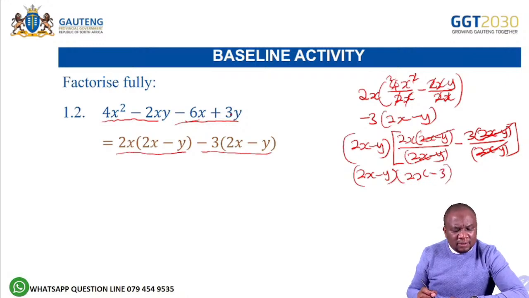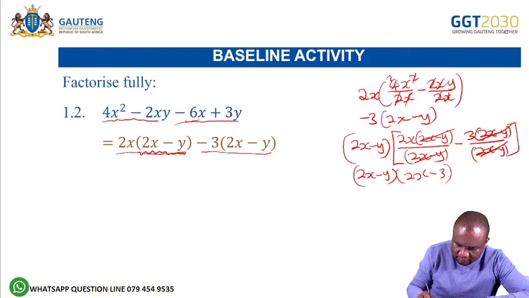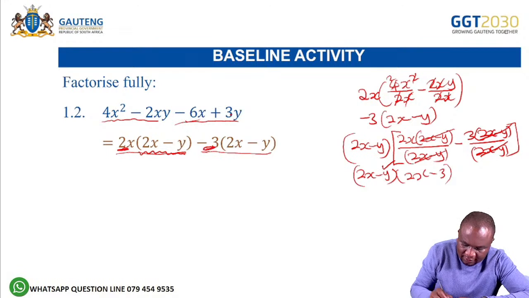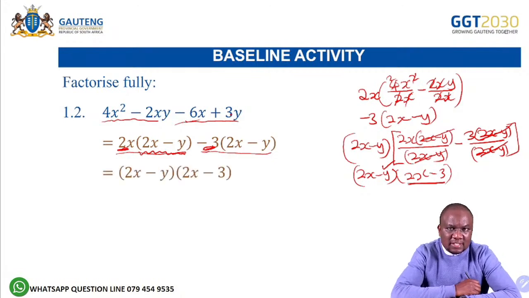You see that? Okay, we say the common bracket will give us the first bracket, and then these two form the second bracket, like that. Okay, you know the shortcut of doing that? Yes, so our answer is that we have factorized fully.